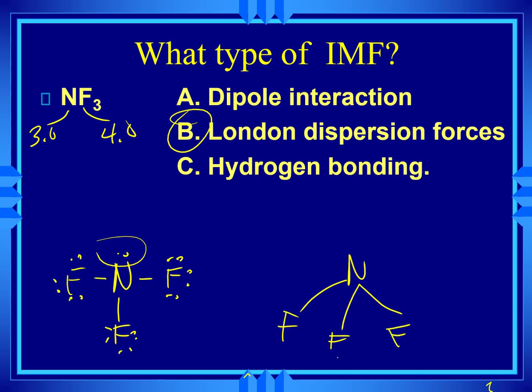right? The N would be up top and all the F's would be at the bottom. The N would have a positive charge because it's got the smaller electronegativity. The F's would have negatives. Is this polar? Yeah, it's got a positive top and a negative bottom. So we can do dipole interactions. Can it hydrogen bond? Does it have hydrogen hooked to nitrogen, oxygen, or fluorine? No. So it can't hydrogen bond. So this would be dipole interactions and London dispersion forces.